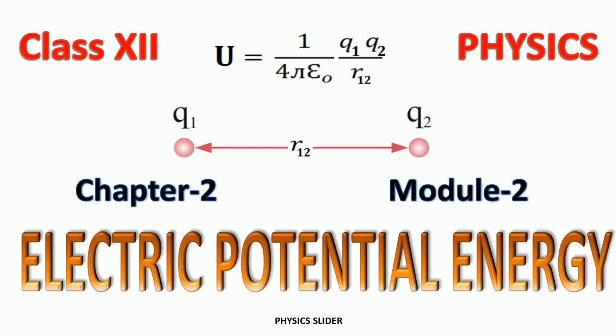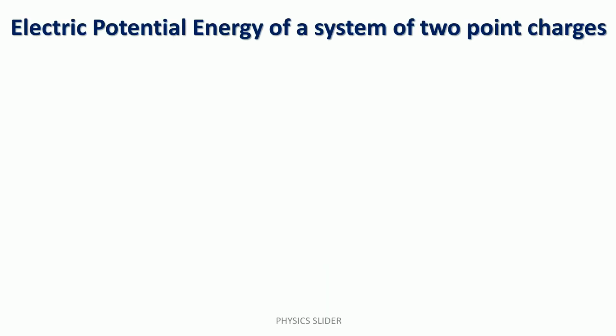Today we are here with module 2 of chapter 2, which is electric potential energy. So let's begin this. First of all, we have electric potential energy of a system of 2-point charges.